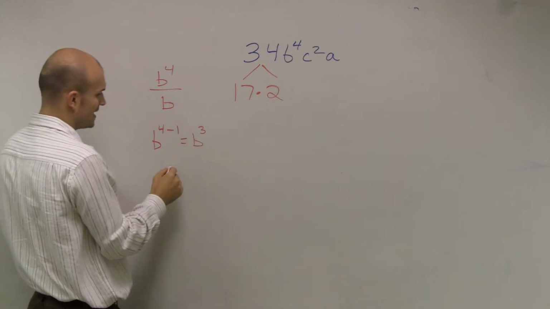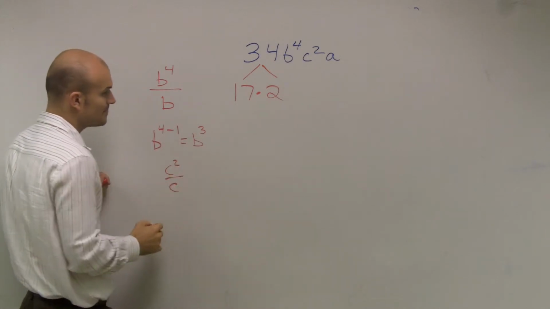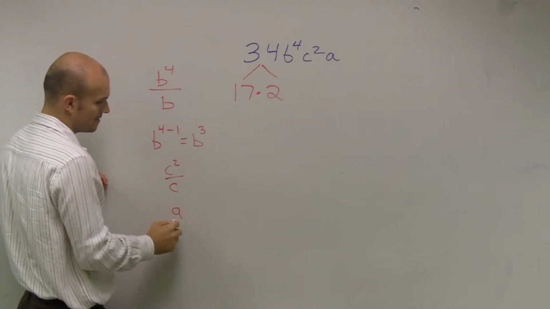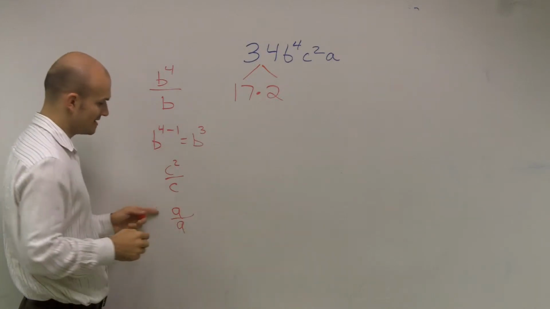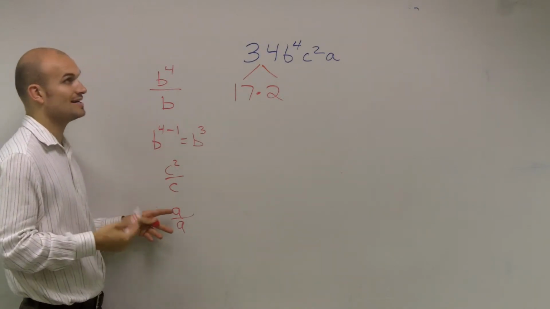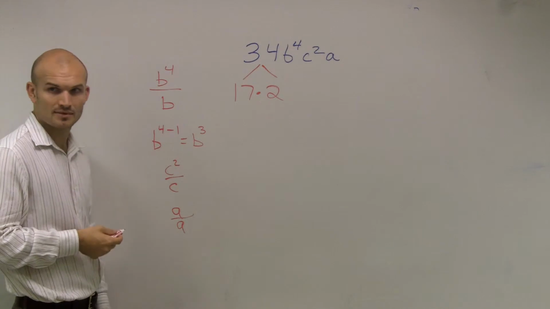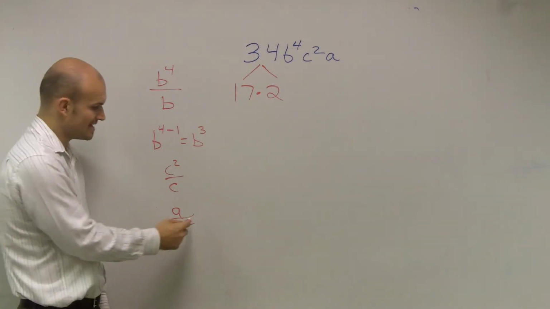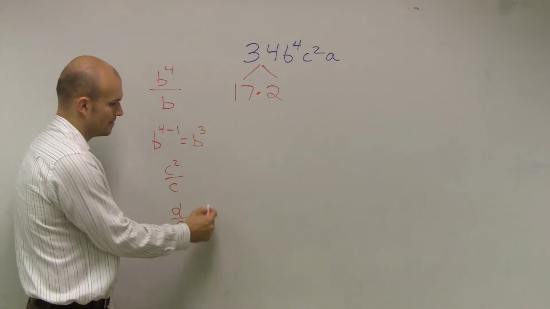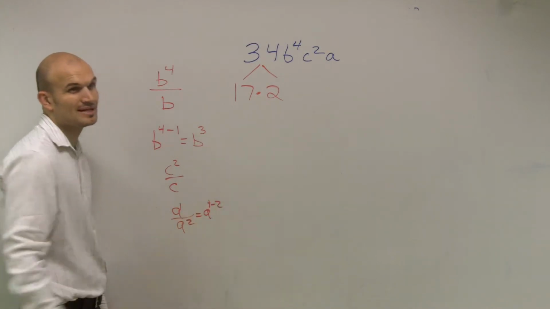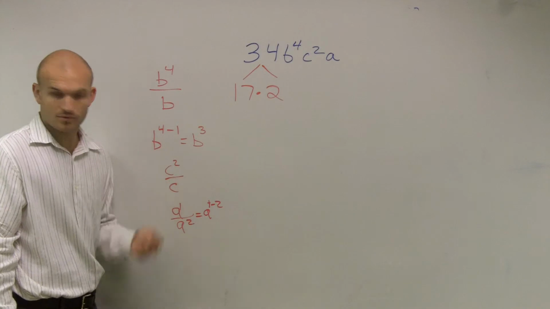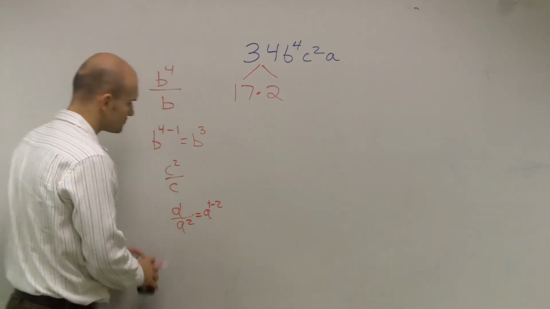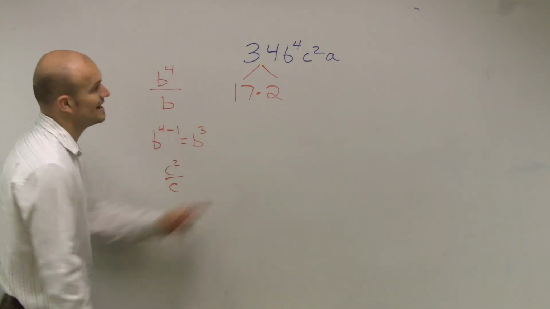C squared, I can divide c squared by c. Well, a, can I divide anything else into a besides a? No, because if I divide a number into it, that's going to give me a 1 minus 2, that's going to give me a negative exponent, right? Which we're not working with. So we cannot divide any numbers into a.